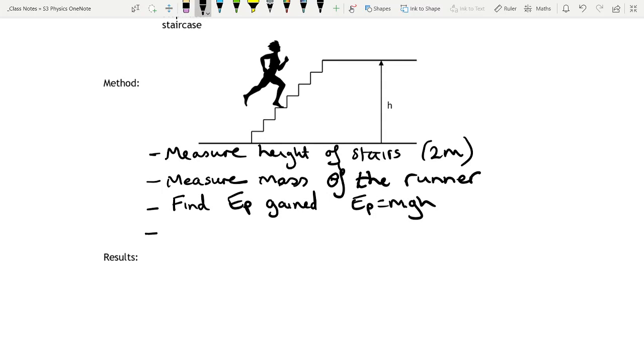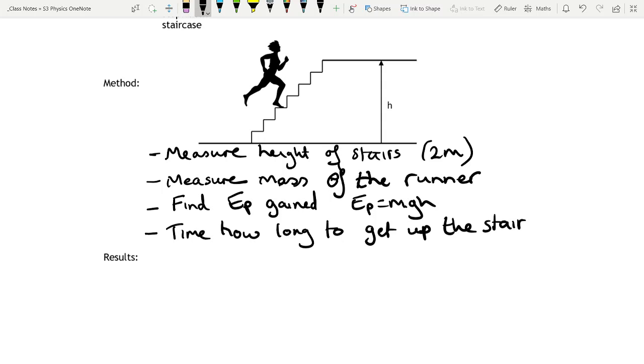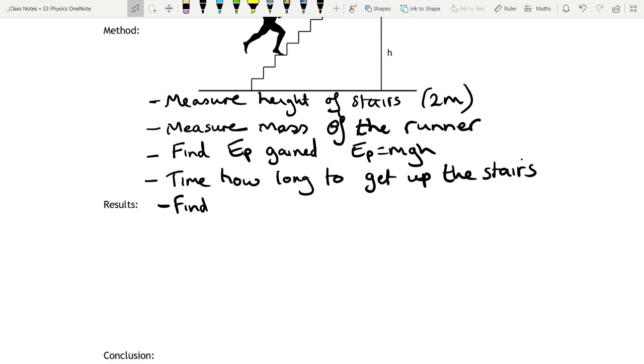Then, because power is energy over time, we need to time how long it takes to get up the stairs. Then we just find the power by taking our potential energy and dividing it by the time.